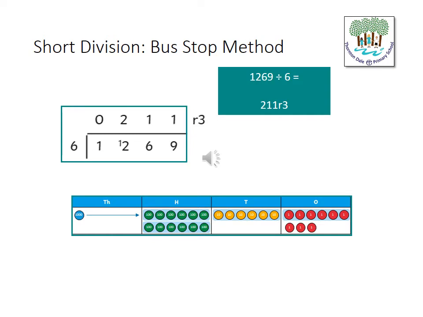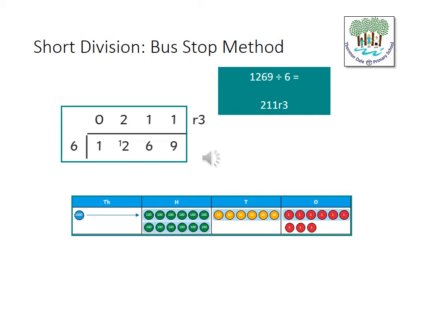About dividing where we will have remainders. So we can look at the question 1269 divided by 6. Now first of all, we should know that every number in the 6 times table is an even number, so this is going to give us a remainder because we've got an odd number as our dividend. So our dividend is what we've got as our total, and our divisor is 6.